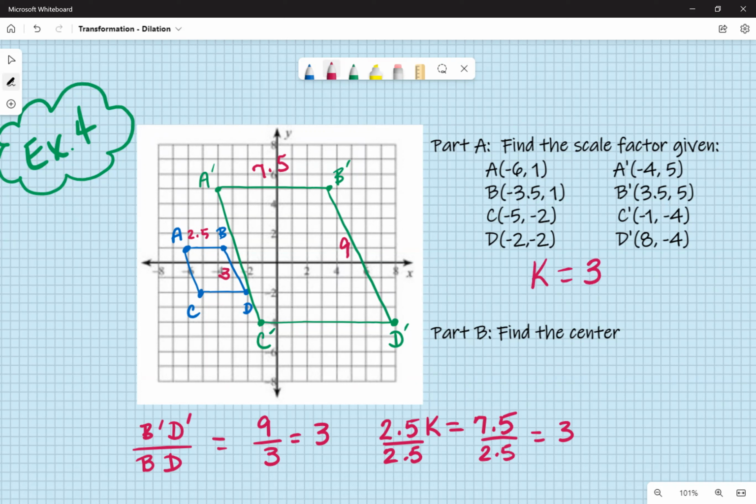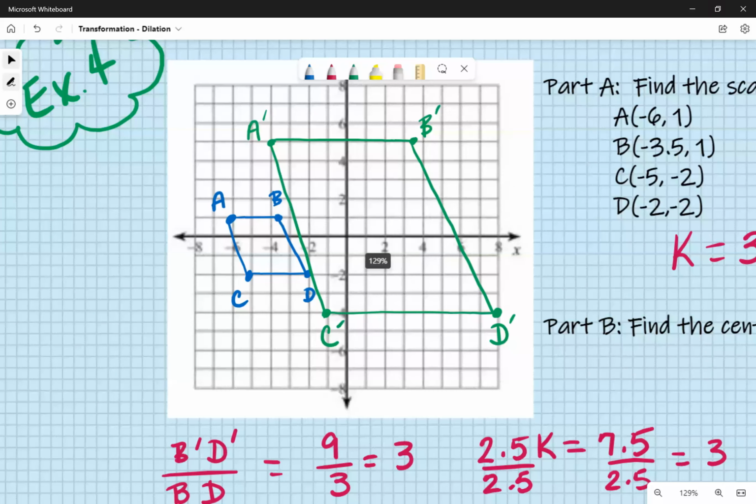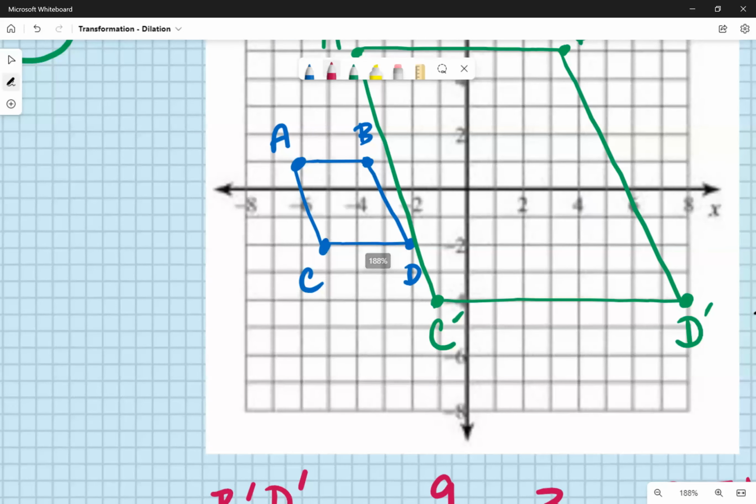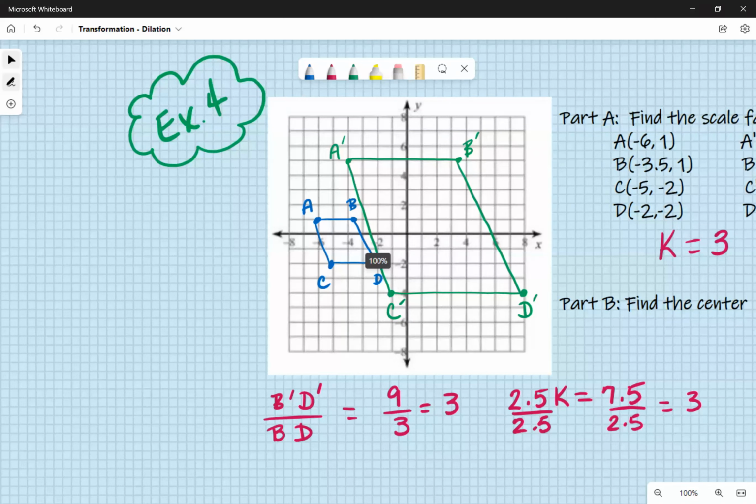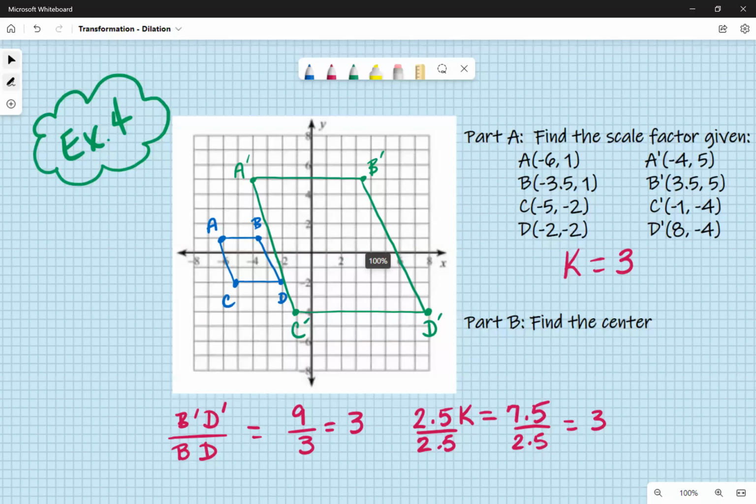Now, when I'm trying to find my center, the center is hard. So what I'm going to do is use my visual representation like I told you a few minutes ago. I was trying to lay a ruler over it and it just went crazy. So what I'm going to try to do is align all of my points together, like my A and my A prime, my B prime, and so on and so forth, and see where they all intersect. That's what I'm going to try to do, if it lets me.